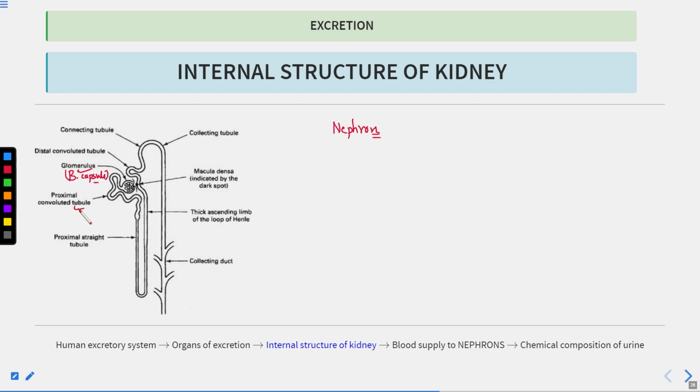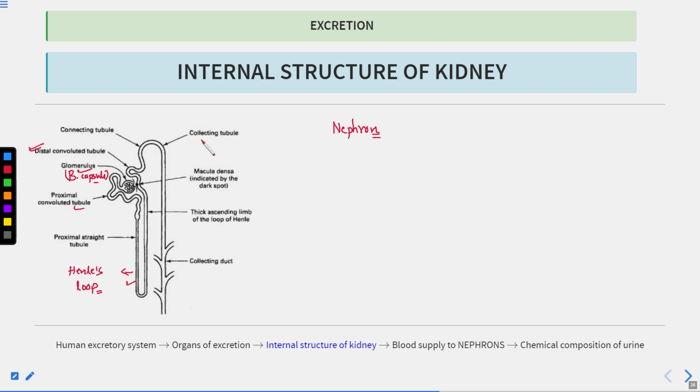It is very much twisted, that's why the name convoluted. Then this proximal convoluted tubule leads to Henle's loop. One is the ascending limb, and another one is the descending limb of Henle. Then here you can see the distal convoluted tubule. I've already told you the ascending loop of Henle merges into the distal convoluted tubule.